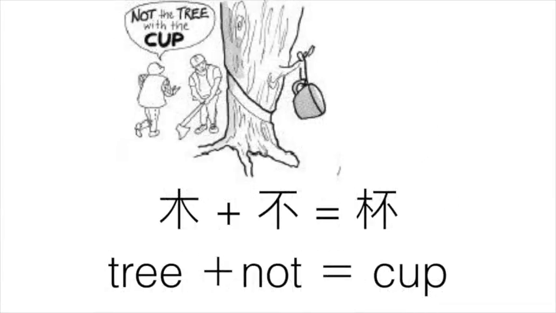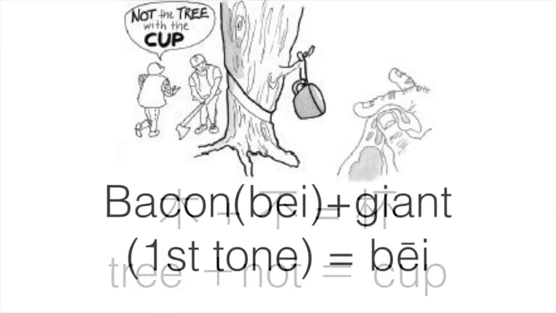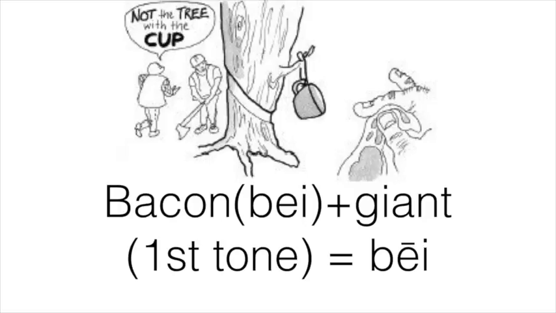And so let's go ahead and go to our second example again. Do you remember what this picture is? Well, this picture is to remind us that tree and not go together to make the word cup. And so we're going to add the second part. We're going to add the pronunciation now. You see here, we have the giant included by holding his hand in there. And so the giant is holding a piece of bacon. And again, the bacon is our sound word. So the first part of bacon, bei, sounds just like the Chinese word bei. And again, the giant represents first tone. So the word is bei.